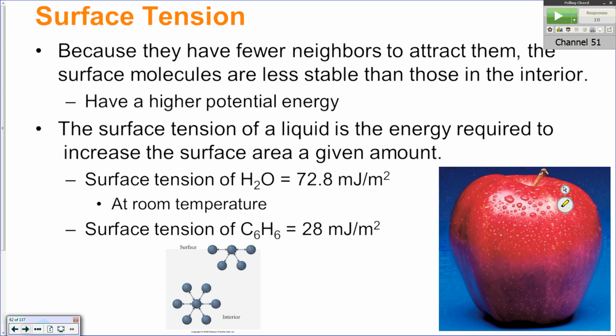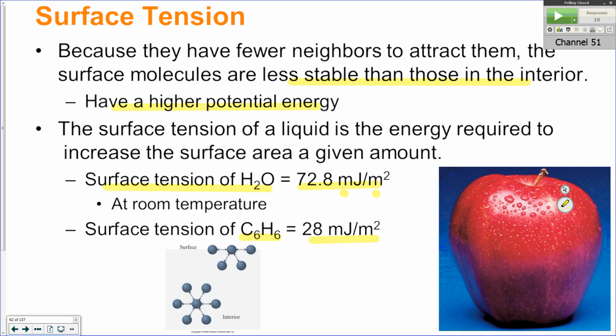So the surface tension exists because the fewer neighbors means that those molecules are less stable than the ones that are down in the interior. Therefore, they have a higher potential energy and they're harder to displace. So if we look at how surface tension changes depending on how strongly things bond together, something like water that can hydrogen bond has a surface tension of about 73 millijoules per square meter at room temperature, and it is temperature dependent. If you look at something that's not as polar, something like benzene, it's about 3 times less, even though it's a substantially larger molecule.